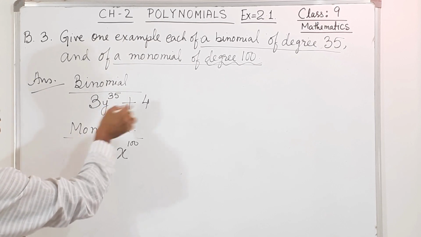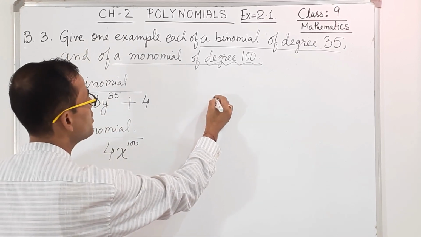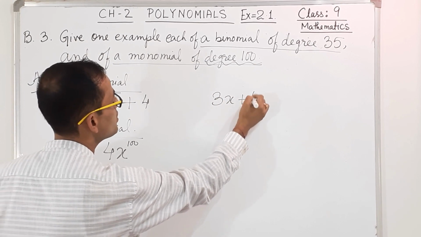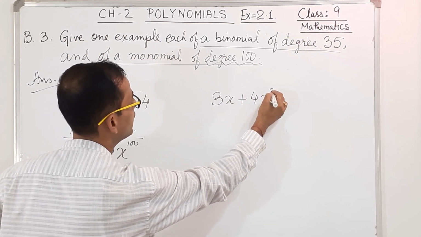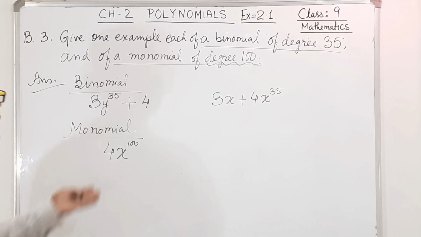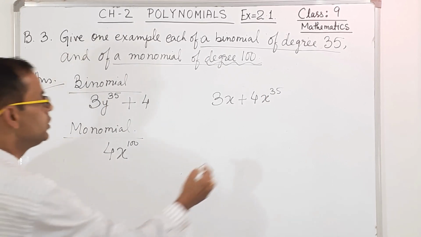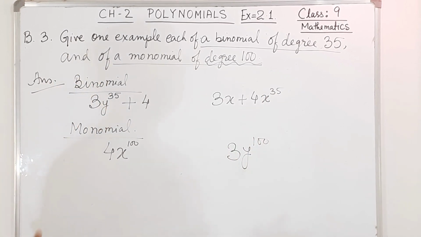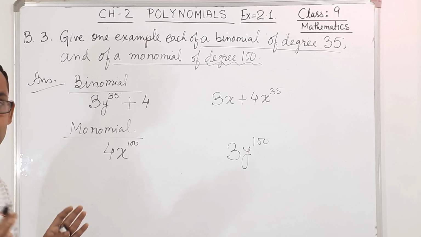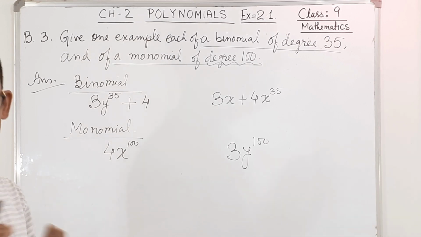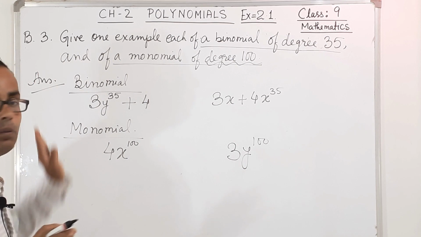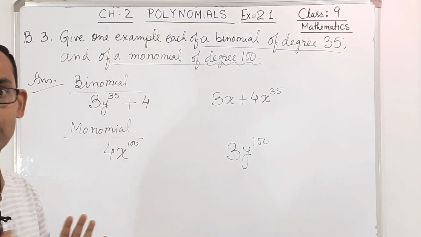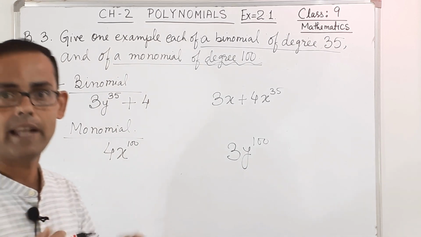Now, if you are not willing to write this one, you can write another one also. Suppose 3x plus 4x to the power 35. Like this also you can write. If you don't like to write this one, you can write 3y to the power 100 also. Anything you can create and write, and all will be correct. Clear or no? There is nothing fixed that you have to write the book answer only. Clear? I think question number 3, all of you have understood nicely. Now we will move on to the next question.